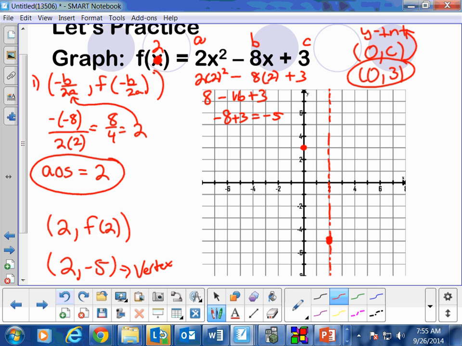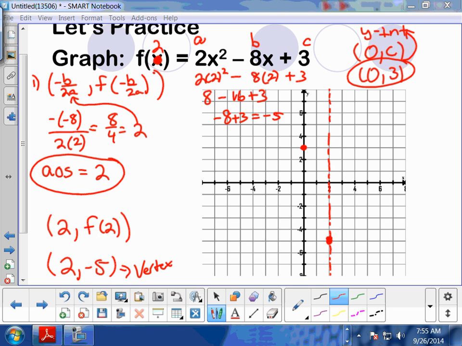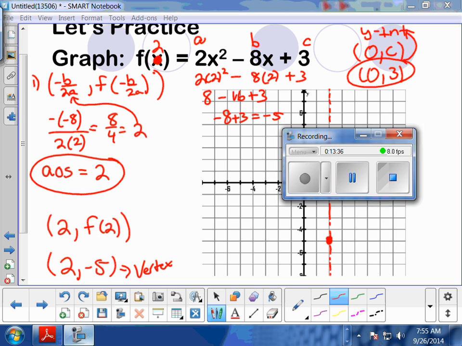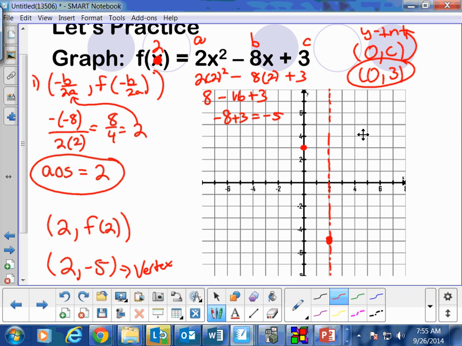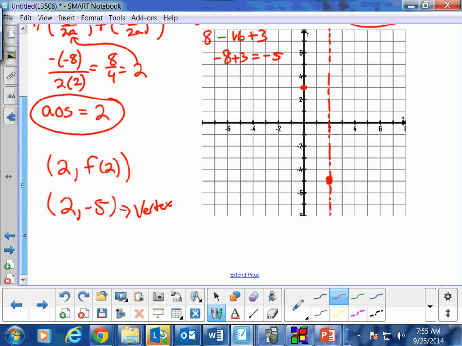Now let's go ahead and find the x-intercepts. Now a couple of things here. Again, we could factor this, and well, let me pause this because. Okay, we're back. Let's go ahead and continue with this so y'all can see what we do here.